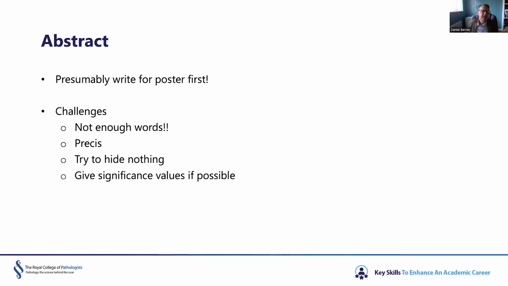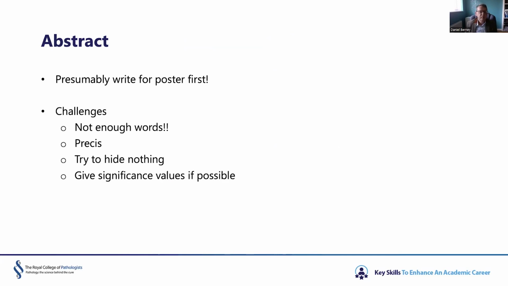So the abstract, I mean, often you'll be writing for a poster first. I've got a poster coming up at USCAT, and we've an abstract, and that's given me enough to think about what's going to be in the paper. What are the challenges? You never have enough words. You have to learn to précis. And the art of précis is often a good thing to do.